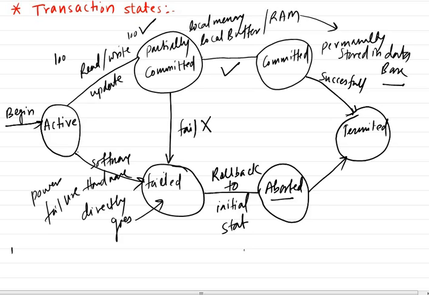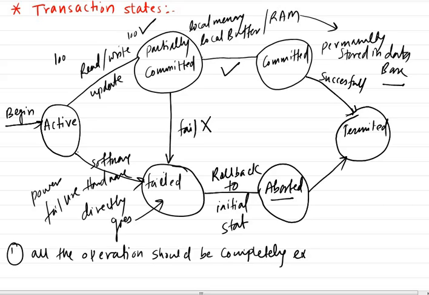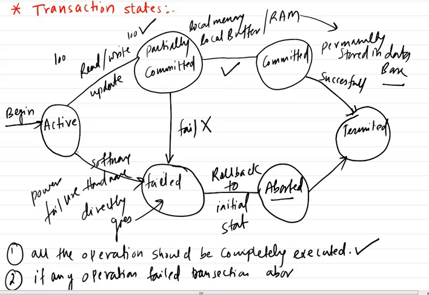In this transaction state, two things should be remembered. First, all the operations should be completely executed, that means successful. Second, if any operation fails, the transaction is aborted and rolled back, that means the transaction failed.